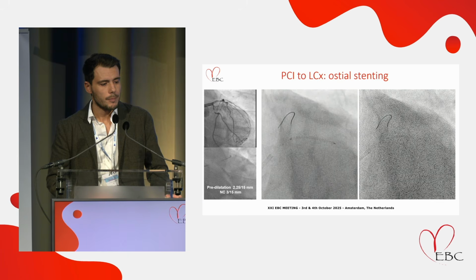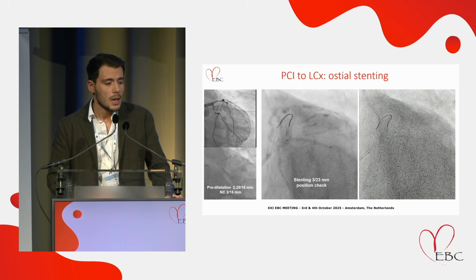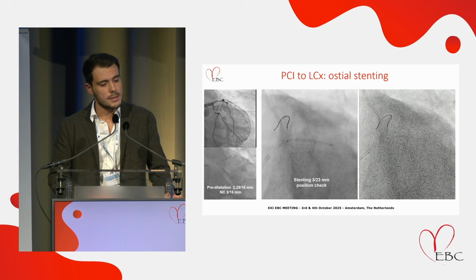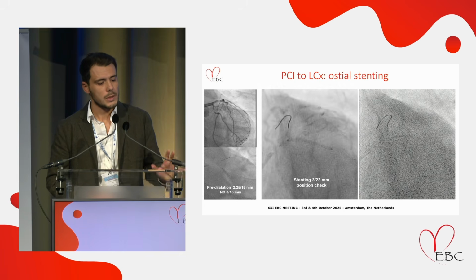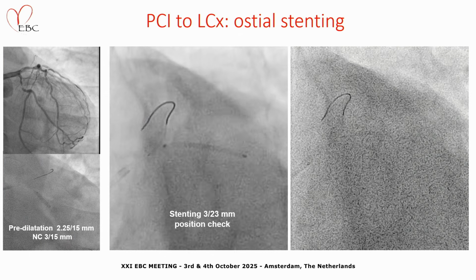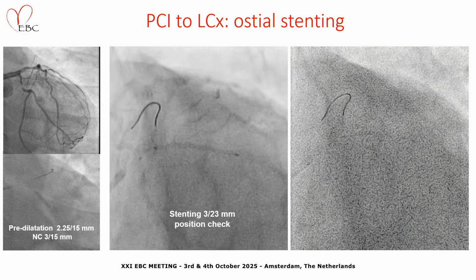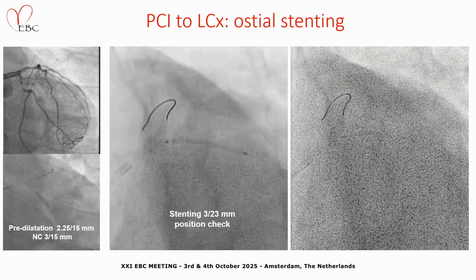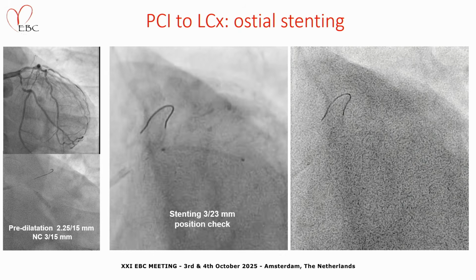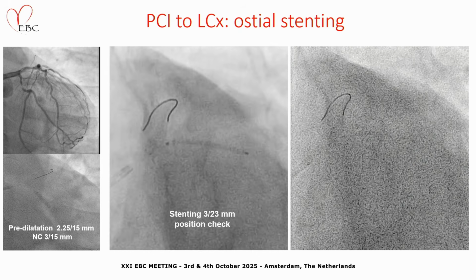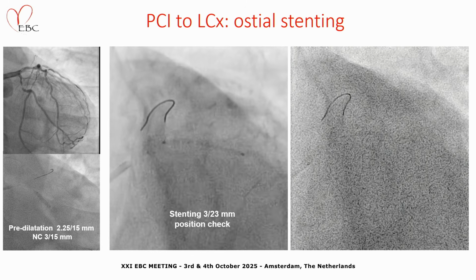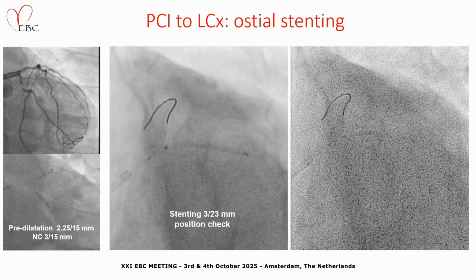So he started with a predilation with a 2.25 and up to 3 millimeter non-compliant balloon, and then he went for stenting, trying to check the stent position with angiography from a spider view. Already from this angiography you can probably appreciate that the stent is not actually at the ostium but a little bit back into the polygon of confluence. The stent was a 3.0 by 23 millimeter stent.